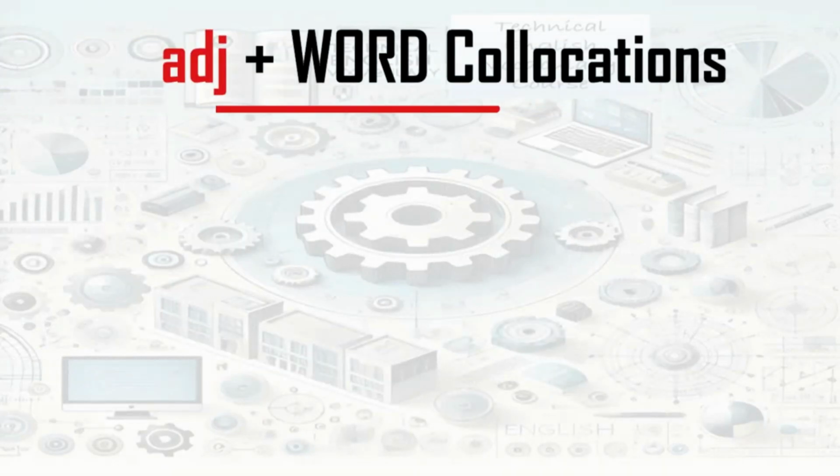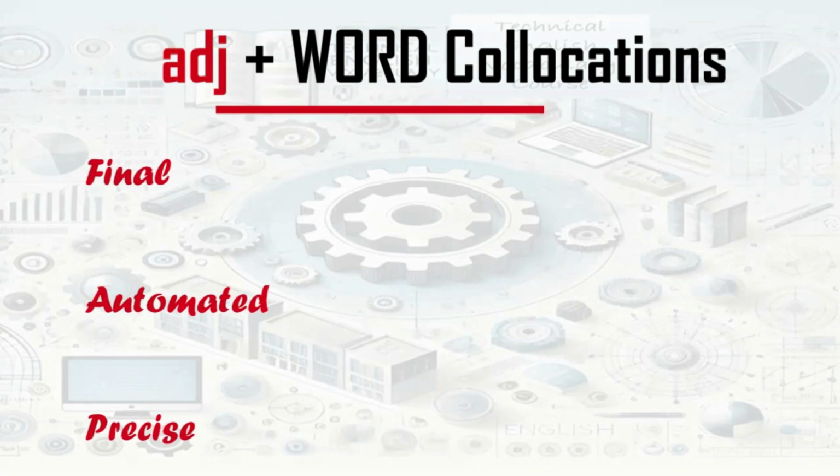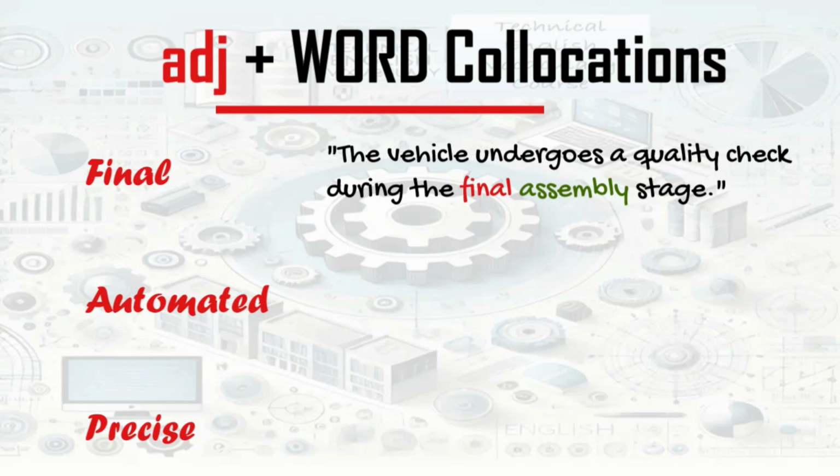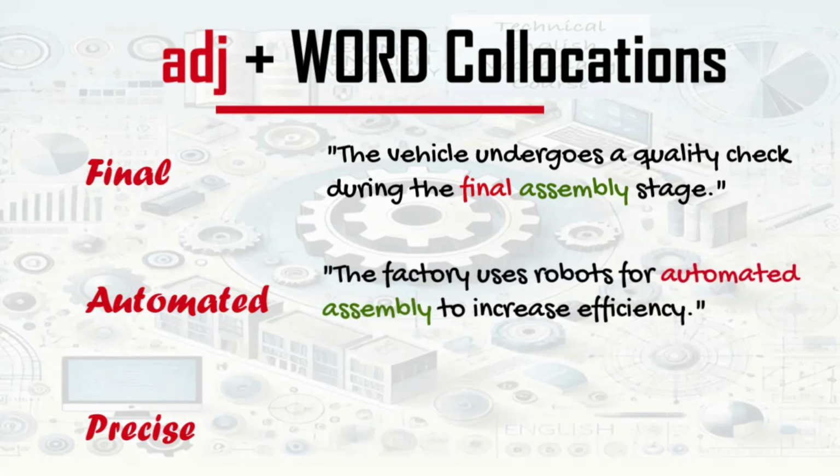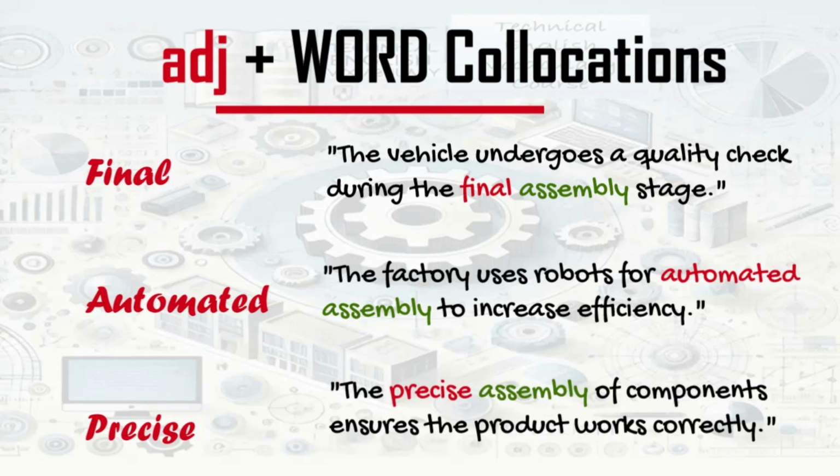Let's look at some adjective and assembly collocations. So we use final, automated and precise. Some example sentences for this are: the vehicle undergoes a quality check during the final assembly stage. The factory uses robots for automated assembly to increase efficiency, and the precise assembly of components ensures the product works correctly.